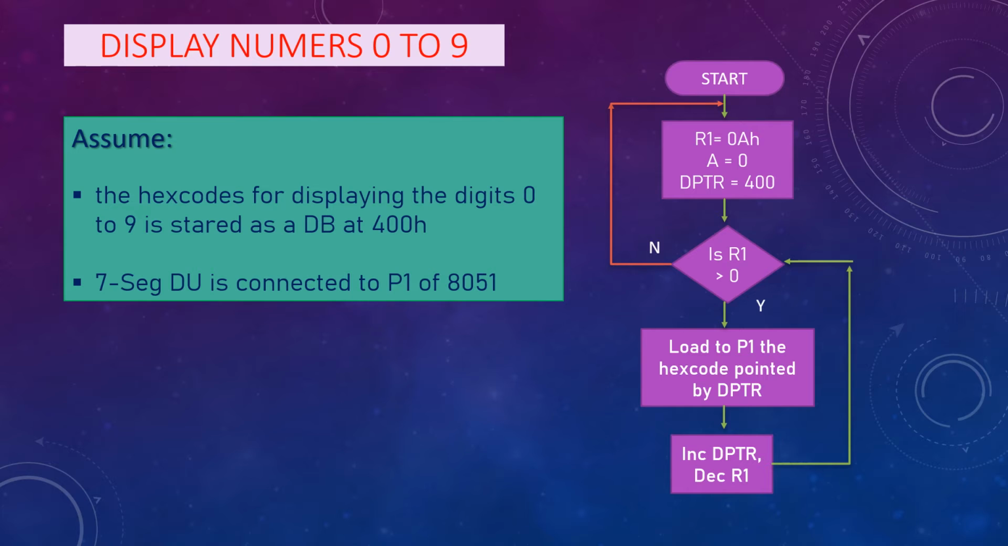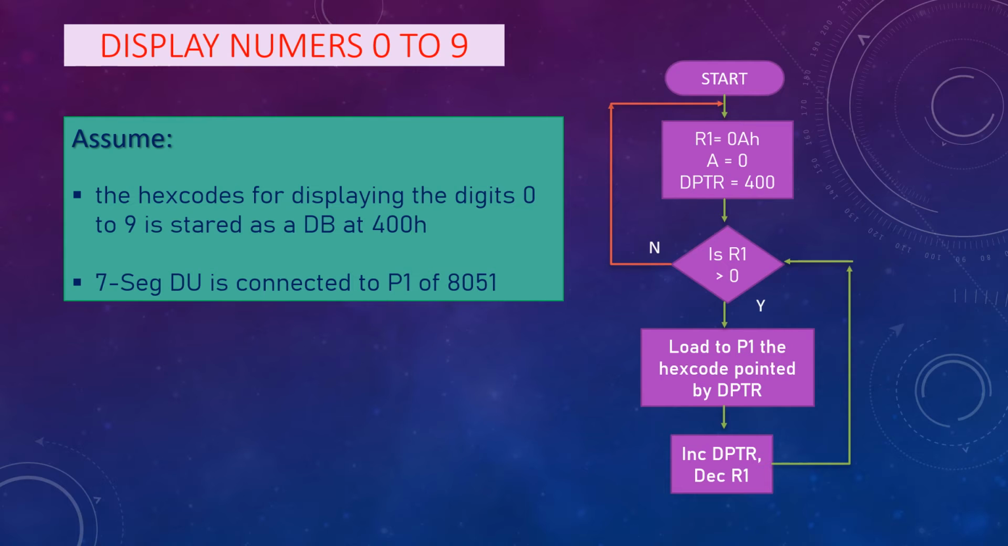is R1 greater than 0? Load to P1 the hexa code pointed by dptr. So the first hexa code from 400H will be loaded into port P1, so the first digit will be displayed. After that, we have to increment the dptr so that we get the second hexa code for displaying digit 1. Decrement R1 so that the count is updated in the counter register R1.